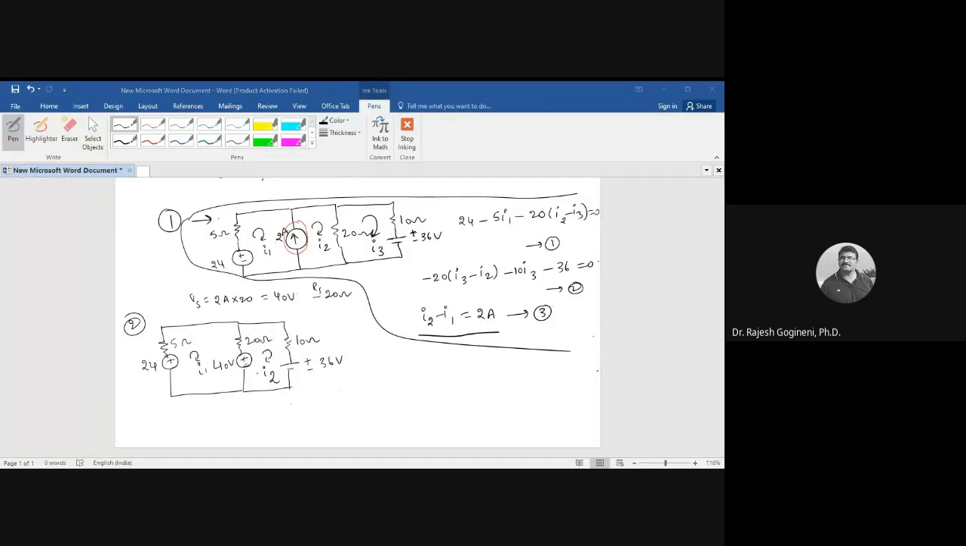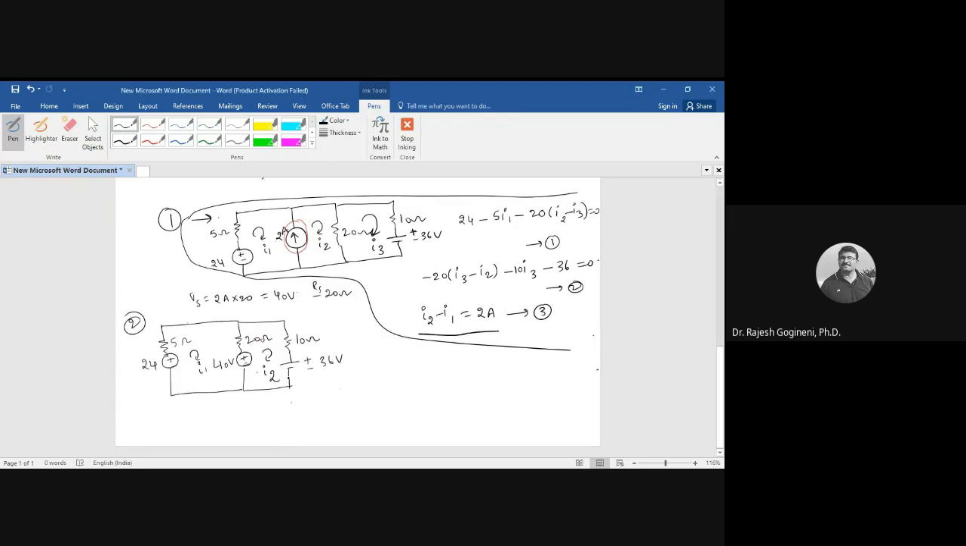See, if you respond, if you are interactive in the class, I can discuss more problems, different types of problems. So now tell me the KVL for this first loop. What is the KVL for the first loop? The second simplified one.